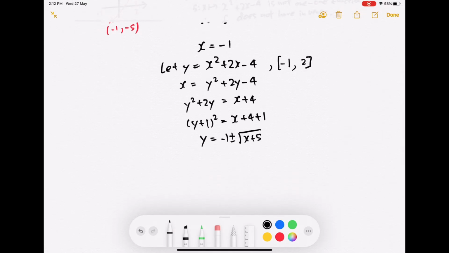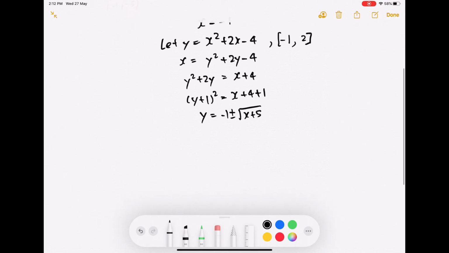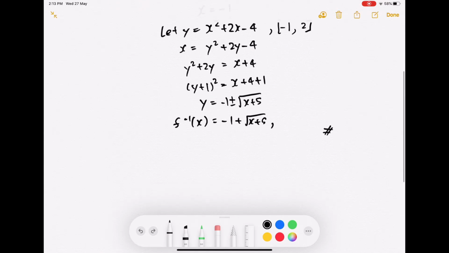But I'm going to show you how to find the limits and the coordinates now. If you realize that for the f inverse, it will be -1 plus root x plus 5. So we want to write down this whole equation with our domain, so you can get the full marks. But what we are missing here is our domain, so we have to find this domain. We know that our restricted domain of f is from -1 to 2.